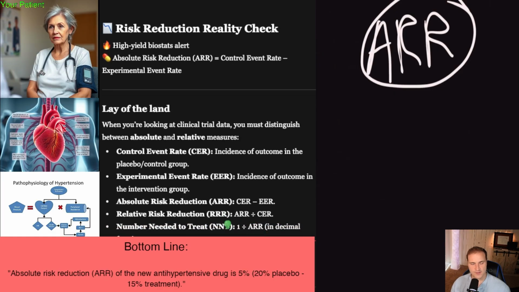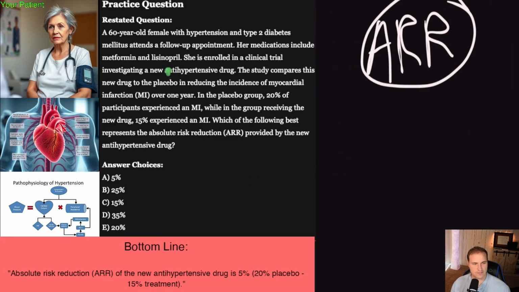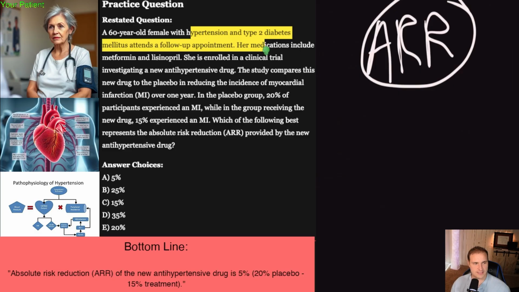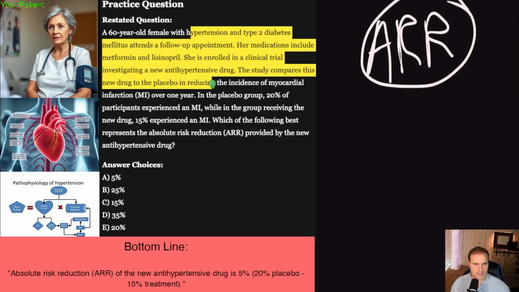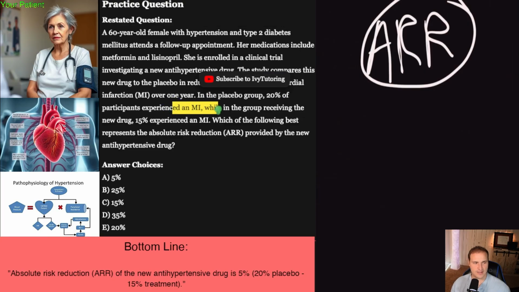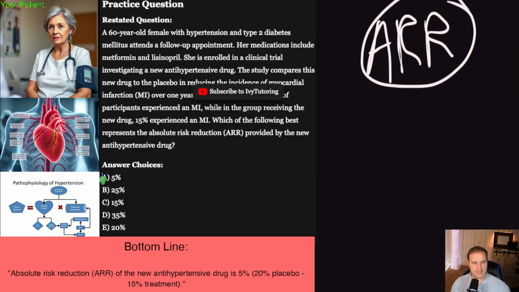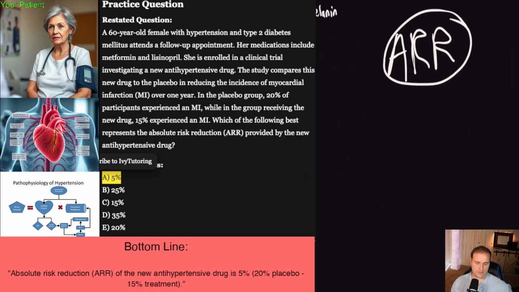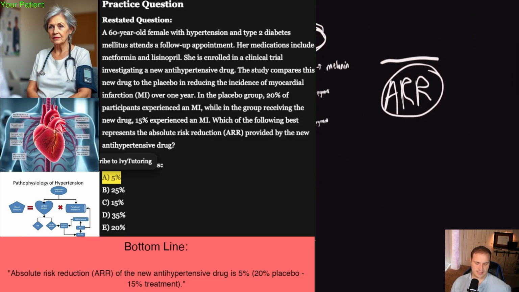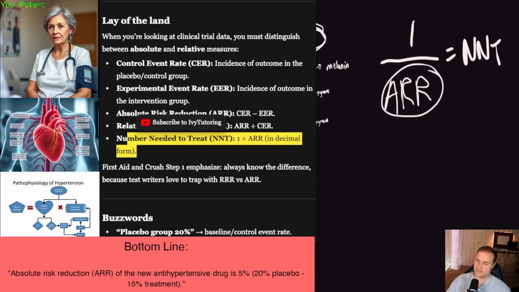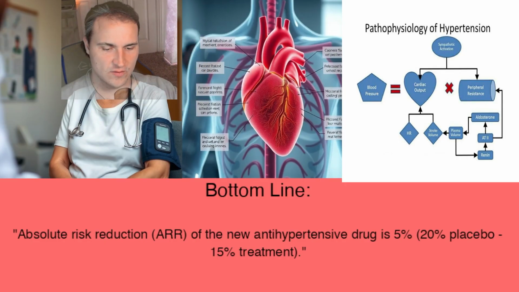All right, last I want to talk about ARR. So here we have a 60-year-old female with hypertension, type 2 diabetes. Her medications are metformin, lisinopril. Study compares the new drug to the placebo. Placebo, 20% experienced MI, and the group receiving the new drug, 15% did. And so the absolute risk reduction is going to be 20 minus 15, so it's 5%. Yay. And really the one thing I wanted to let you know about this one is that if you do 1 over the ARR, then you get the number needed to treat. So there you go. It's that simple. Absolute risk reduction would be 20% minus the 15 equals 5.